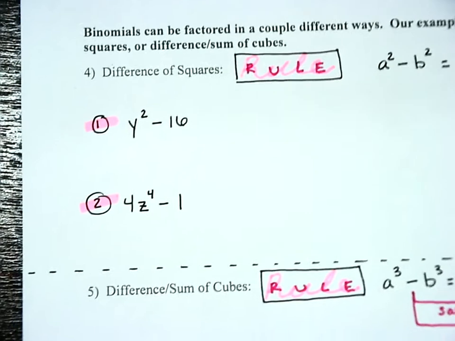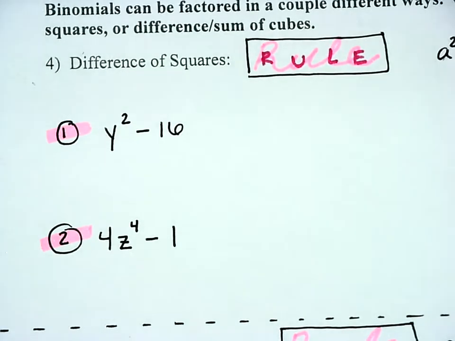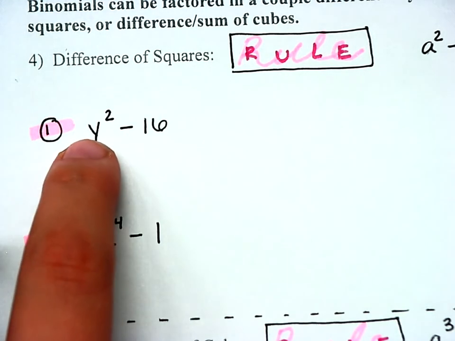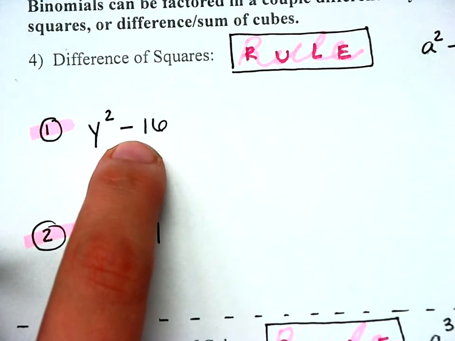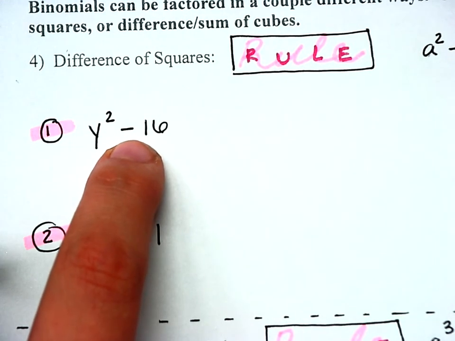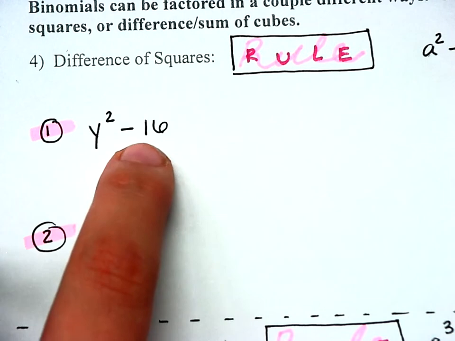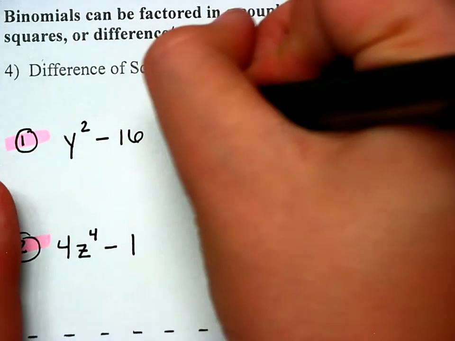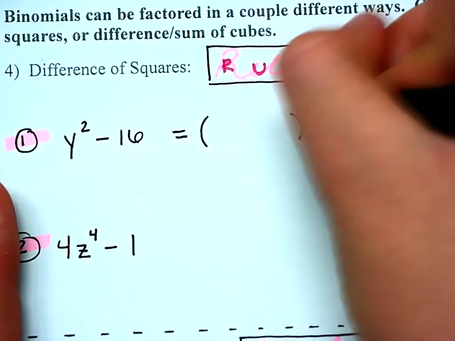We're just going to do 2 together, and I'll give you a moment to jot that down, or if you want to pause, those are the 2 we're going to do together. The first one is y squared minus 16. So quickly, we would just want to make sure that these are in fact perfect squares. Yep, and yes, and it's subtraction. Okay, so now we're going to use our rule. I'm going to write my 2 factors.